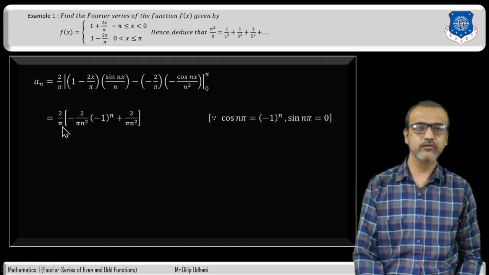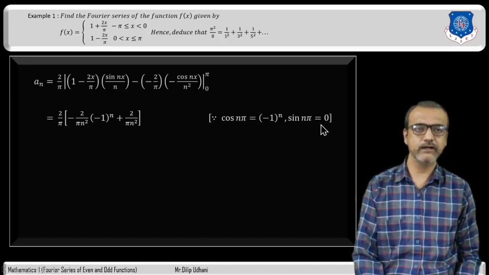So a_n equals 2 upon pi, minus minus plus, plus minus minus, minus 2 divided by pi n square. As you know, the value of cos n pi is (-1)^n and sin n pi is 0. Then for the lower limit, minus minus plus, plus minus minus, but already for the lower limit we have a minus sign outside, so minus minus plus. The value of cos 0 is 1 and 2 divided by pi n square.